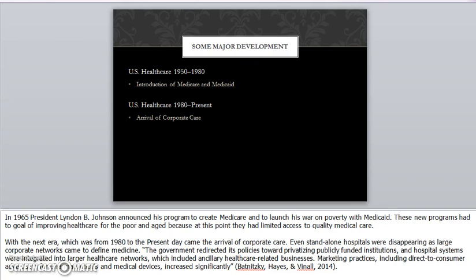With the next era, which was from 1980 to the present day, came the arrival of corporate care. Even standalone hospitals were disappearing as large corporate networks came to define medicine. The government redirected its policies toward privatizing publicly funded institutions, and hospital systems were integrated into larger healthcare networks, which included ancillary healthcare-related businesses. Marketing practices, including direct-to-consumer advertising for pharmaceuticals and medical devices, increased significantly.